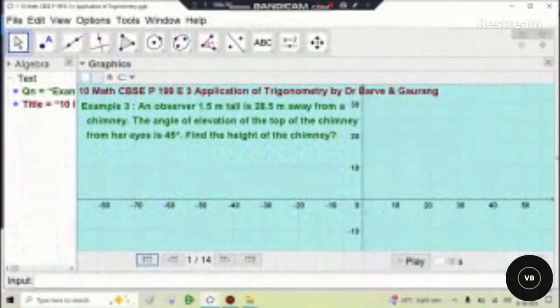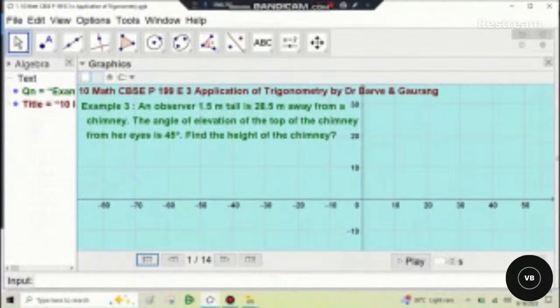Now let's look at this particular problem. We have already seen different types of problem. This I have chosen example 3, page 199 from CBSE 10th mathematics book. An observer 1.5 meter tall is at 28.5 meter away from a chimney. The angle of elevation of the top of the chimney from her eyes is 45 degrees. Find the height of the chimney.